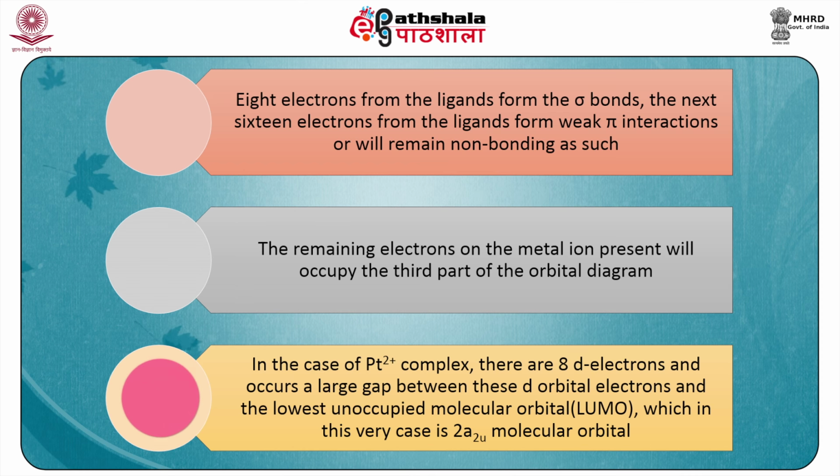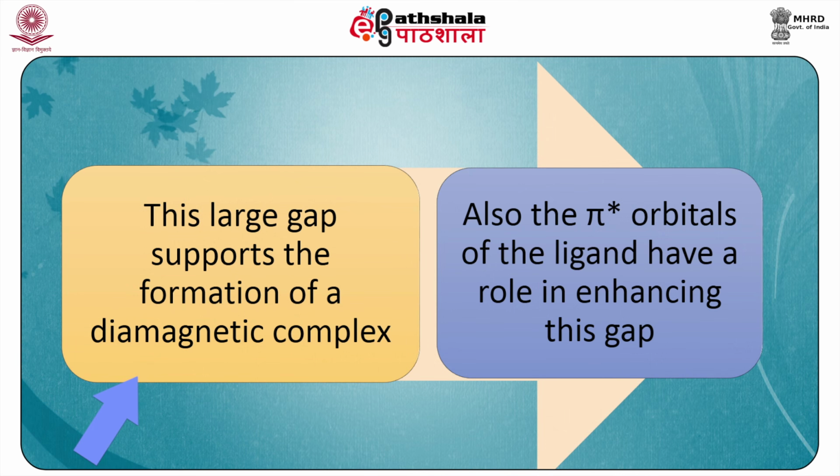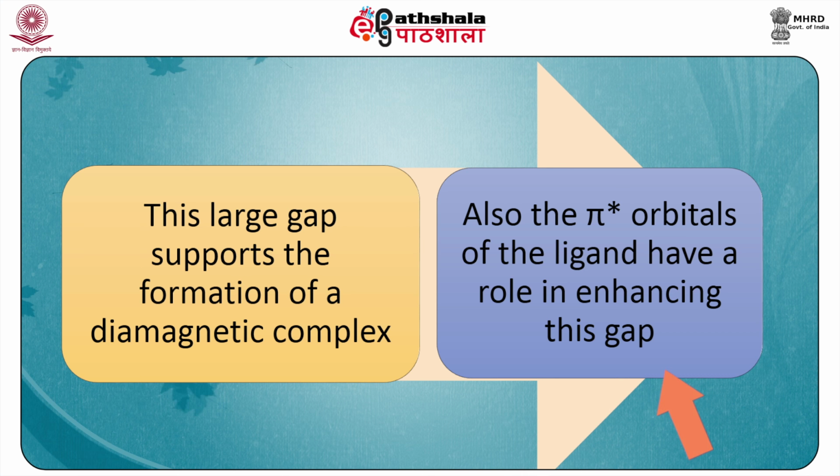In the case of the platinum complex, there are 8 d electrons and there occurs a large gap between these d orbital electrons and the lowest unoccupied molecular orbital, suggested as LUMO, which in this case is the 2a2u molecular orbital. This large gap supports the formation of a diamagnetic complex. Also, the pi star orbitals of the ligand have a role in enhancing this gap.